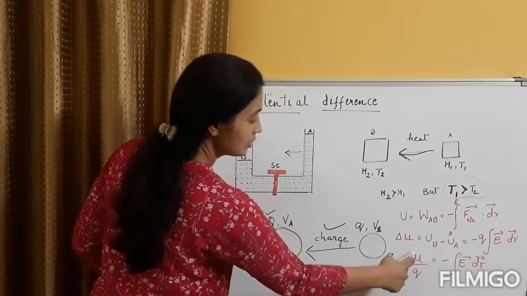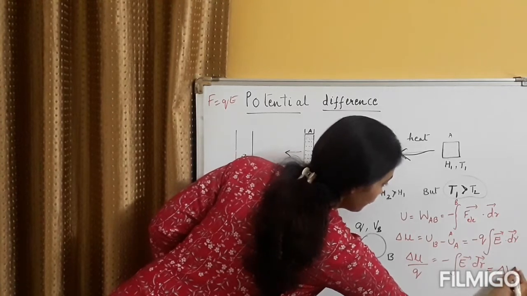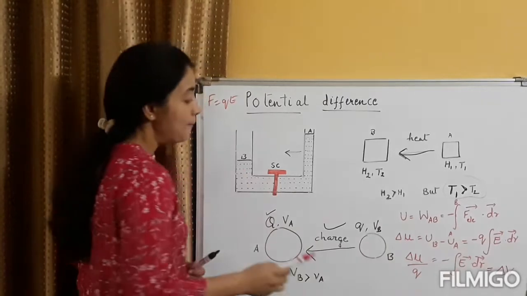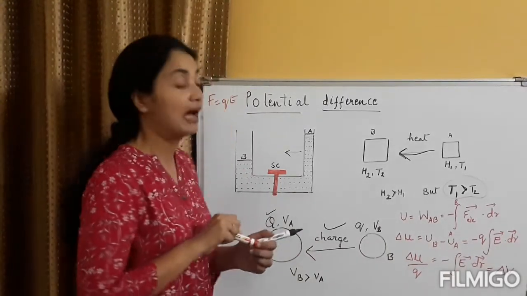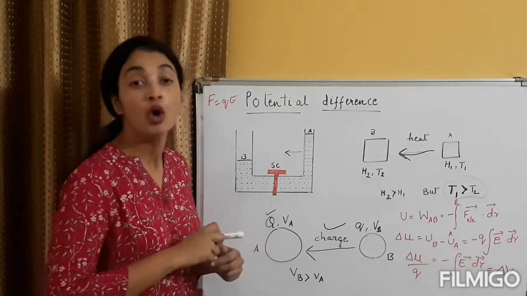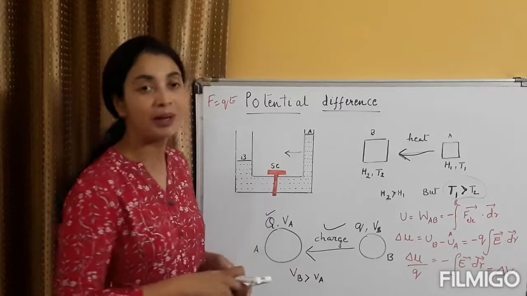Delta U by Q, this is nothing but delta V, potential difference. This is something of significance. Potential difference makes the charges flow, and charge flows from a body of higher potential to lower potential irrespective of the magnitude of charge possessed by the bodies.